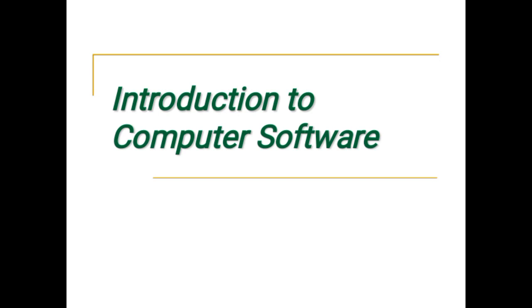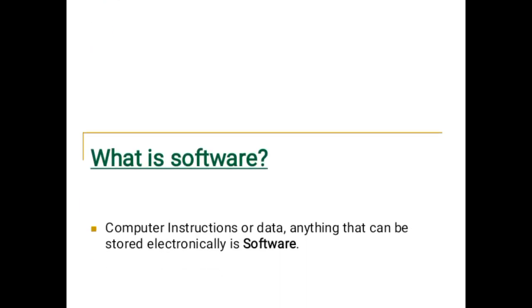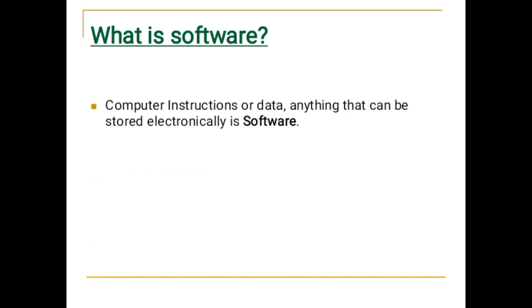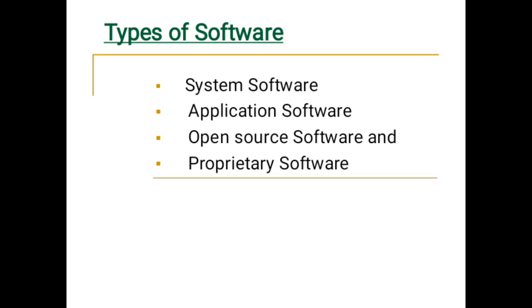The first thing that we'll do is give the definition of software, which is computer instructions or data. Anything that can be stored electronically is software. We can look at the types of software, and we have system software, application software, open source software, and proprietary software.